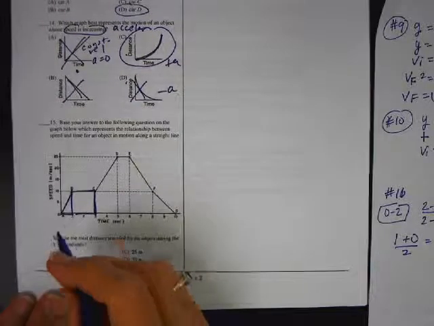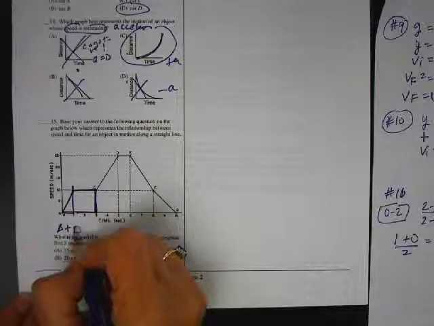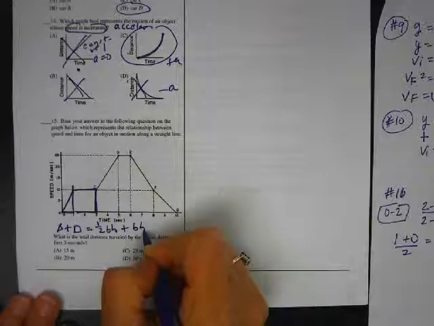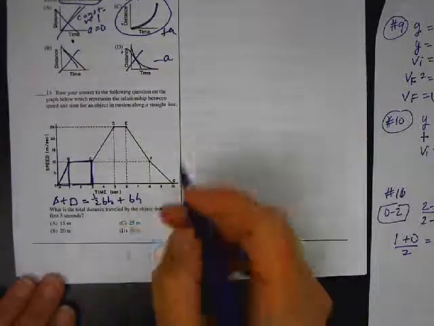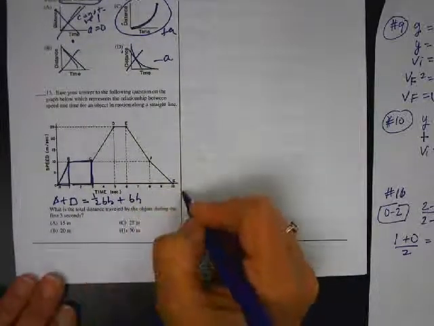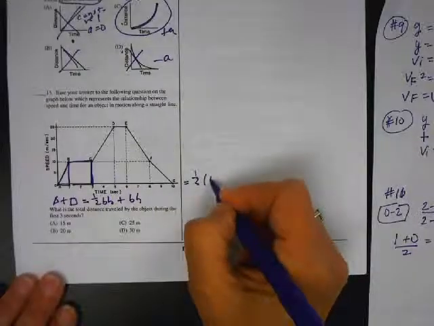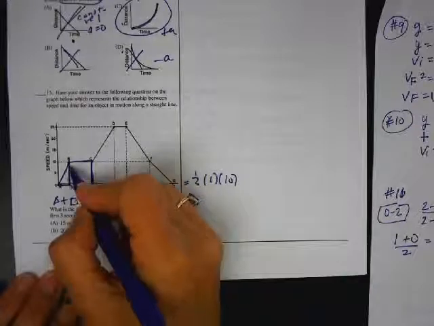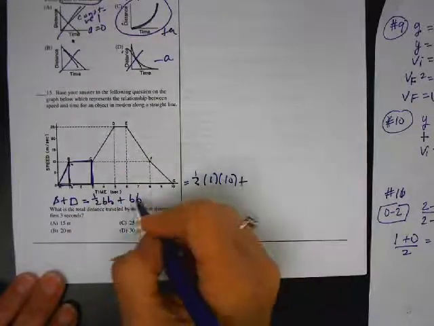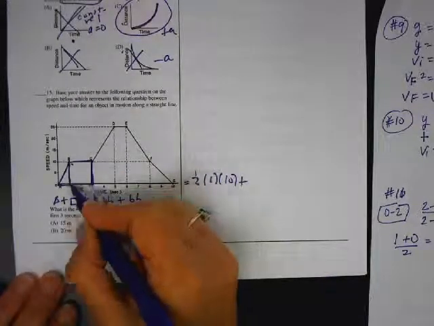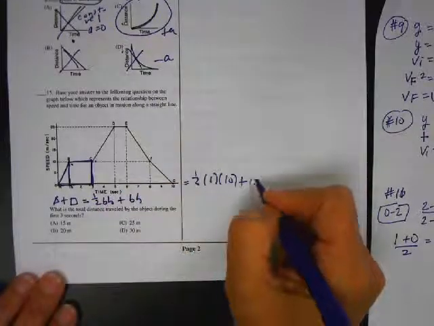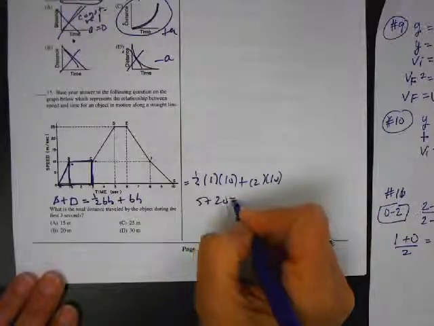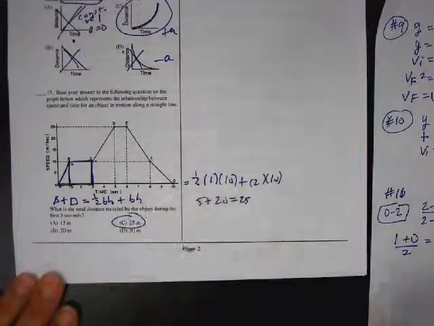So the first one, I'm going to do the triangle plus rectangle. So it's going to be 1/2 base times height plus base times height. So for the triangle, it's going to be 1/2 of 1, this is 1, times 10, this is 10, plus the rectangle, which is, this is 2, and this is 10, so 2 times 10, so this is 5 plus 20, so it's 25, which is answer C.